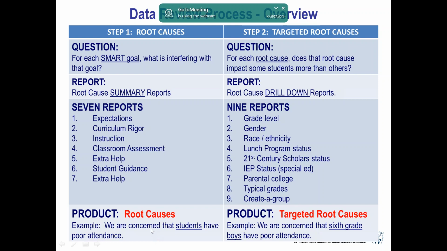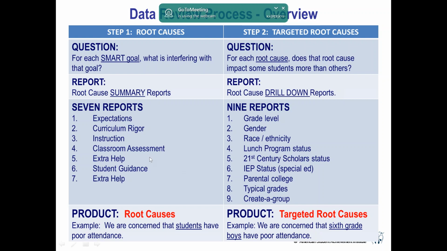Then we're going to go back and say, okay, now we know what the root causes are. But is this a root cause that all students have, or is it just for some students? Like for poor attendance, is it all students, or is it just the boys, or just the girls, or just the third graders, or just the Hispanic students, or whoever? If we know that it's just a specific student group, then we can further target those interventions. We can make sure those interventions are really grasping the kids that they need to grasp.